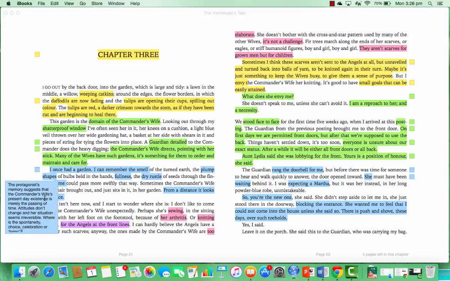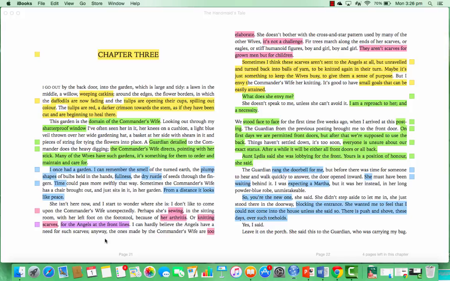The protagonist's memory suggests that the commander's wife's present-day existence is merely the passing of time. Attitudes don't change, and her situation seems irreversible. Where is the spontaneity, choice, celebration, or living? The wife is categorised by her pastimes. What connotations do you associate with sewing, knitting, and wanting a challenge? What is the effect of the final sentence of this paragraph?